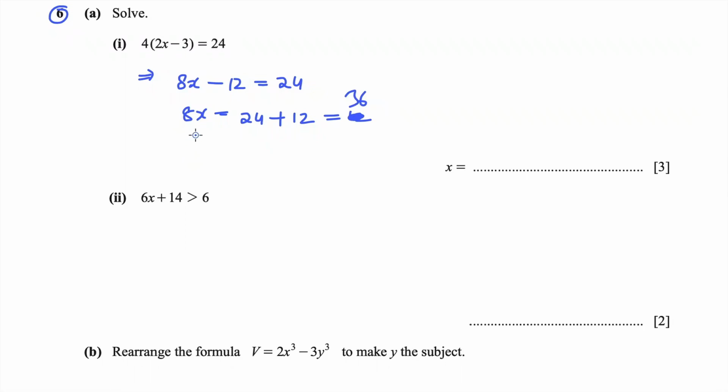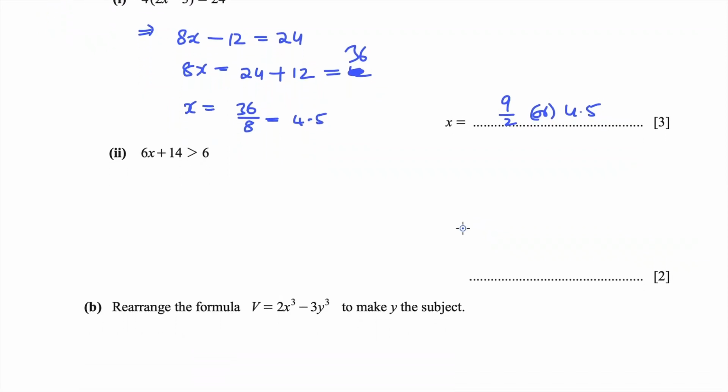So therefore the value of x is 36 divided by 8, which is 4.5. So 9 by 2 or 4.5. That is the answer. Very straightforward, basic question. Okay, let us get to the second part.